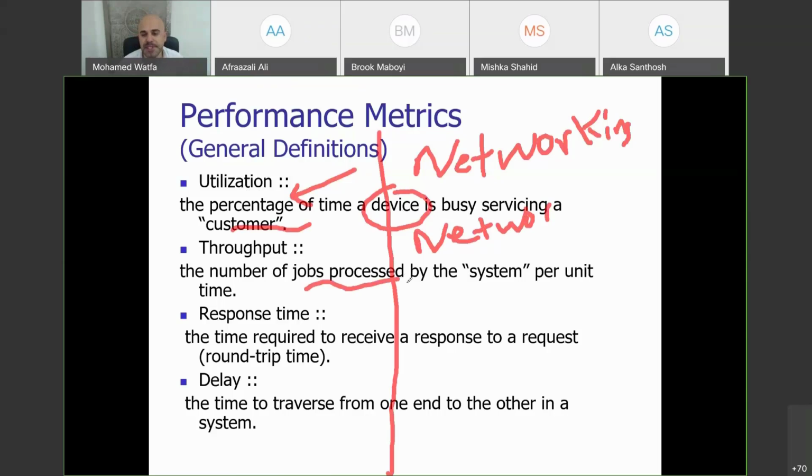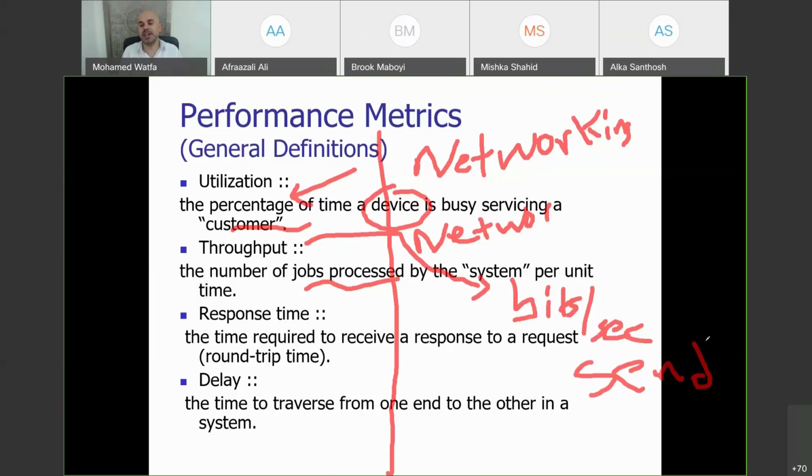Throughput is how many jobs per unit of time. In networking, it is how many bits per second I can send. You can see? So the definitions don't change much when I talk about networking. Same thing with response time: the time I should wait to get a response. Response time and delay.